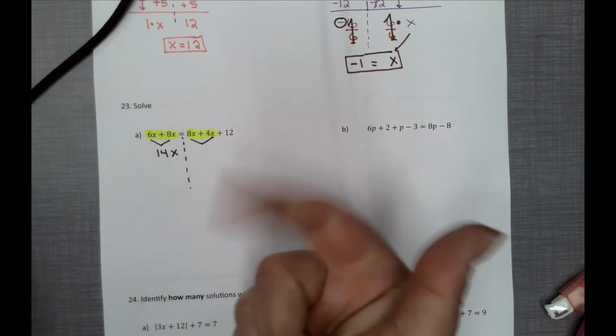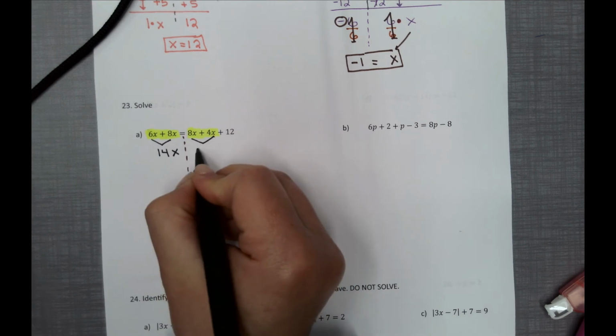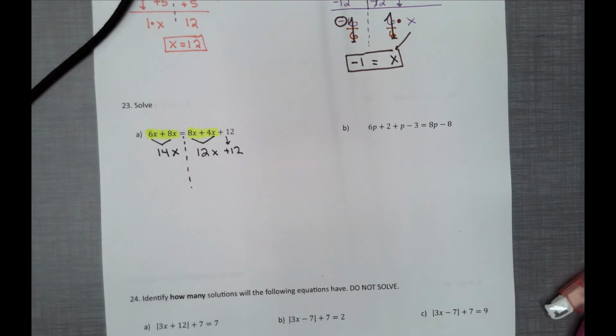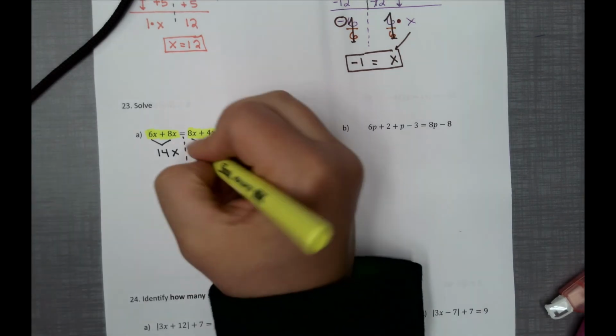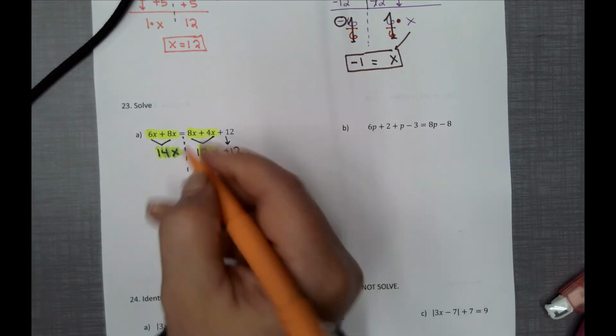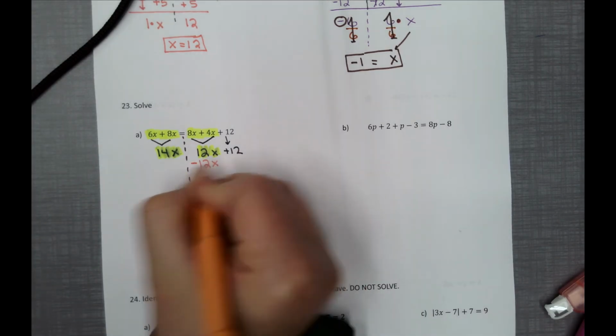8 and 4, 8, 9, 10, 11, 12. So I got 12 x's here. Bring down your plus 12. Next, I'm going to find the smaller one. I got 12 and I got 14. So I'm going to pick up the 12 and I'm going to remove it by subtracting 12x's.